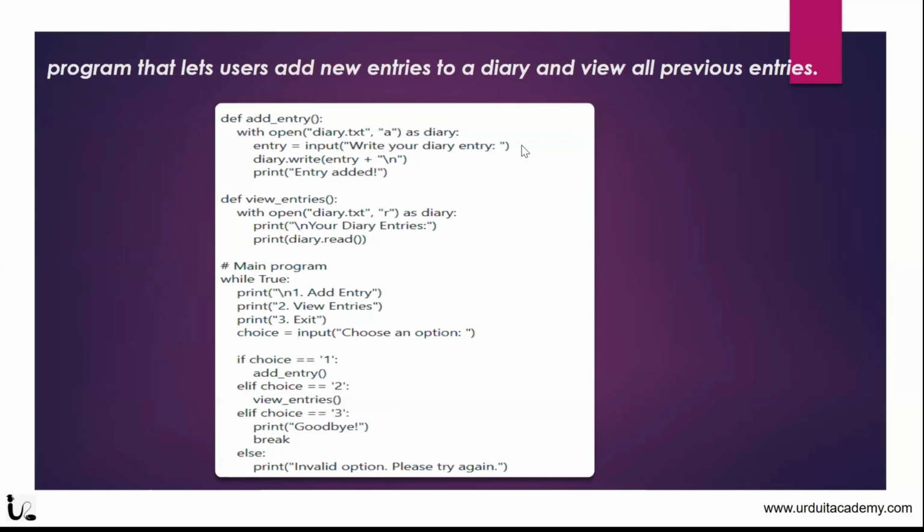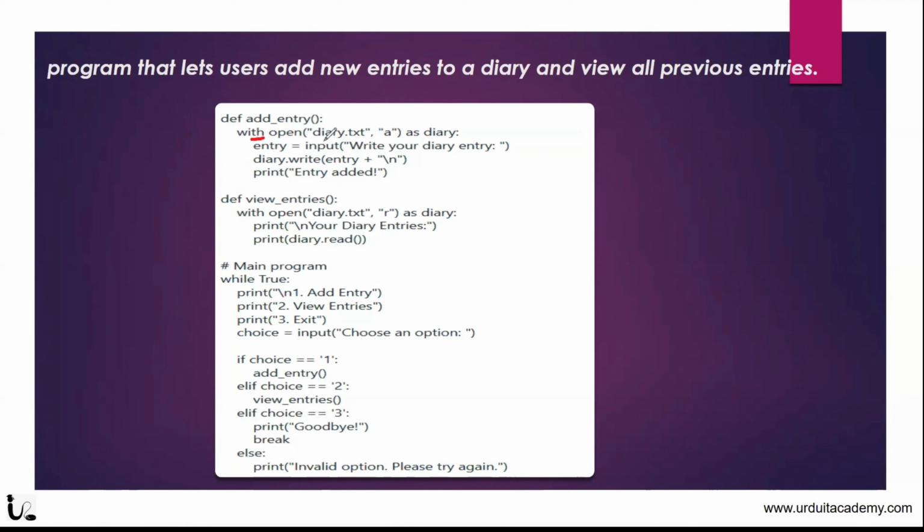All right. Now let's see an example. This is a program that lets the user add new entries to a diary and view all previous entries. In this code, I have two functions, def add entry and def view entry. Inside the function add entry, I'm opening the file using the with.